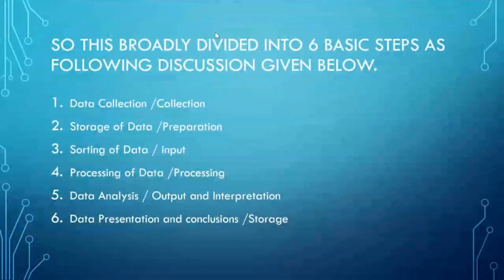Okay, so broadly, data processing can be separated into 6 basic steps, which are data collection, data storage or preparation, sorting of data or input, processing of data, data analysis or output or interpretation, data presentation and conclusion, or storage.